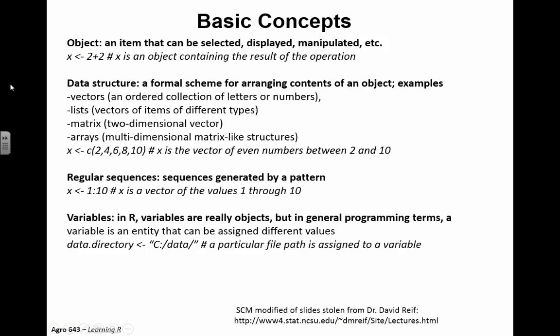If you type x equals 2 plus 2, x becomes an object containing the results of that operation. It may not seem that useful to just say x is equal to 4, but we can make these into variables. We can make these into vectors. There are all types of things that we can do as we get more advanced here.